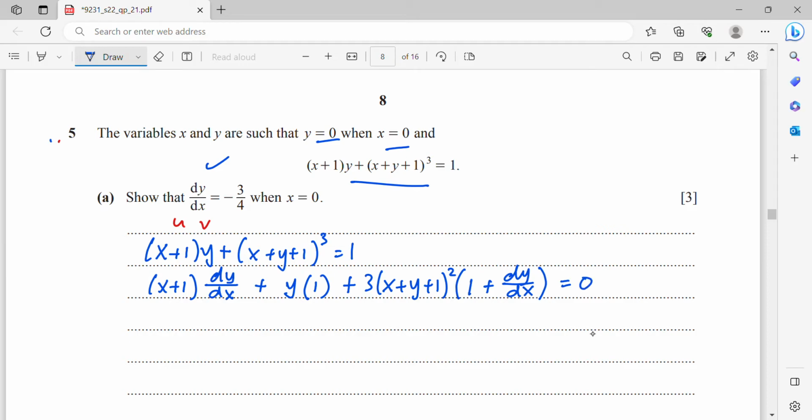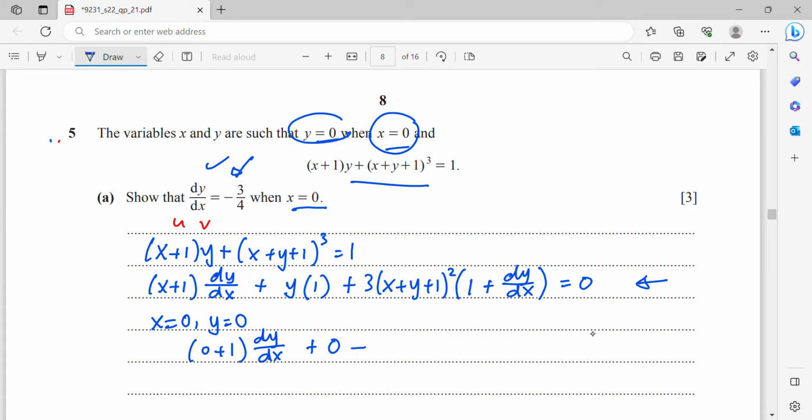Okay, so now we need to show that when x equals 0, then dy/dx is negative 3 over 4. But when you look at this equation, other than dy/dx, we have the x and the y. So don't forget, when x equals 0, your y is also 0. So I will write x equals 0, y equals 0. So now replace. So 0 plus 1, dy/dx, plus 0, second term, plus 3 bracket 0 plus 1, because x and y equal 0, squared, 1 plus dy/dx, that equals 0.